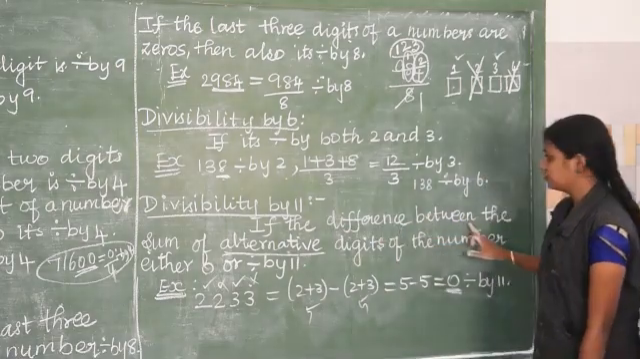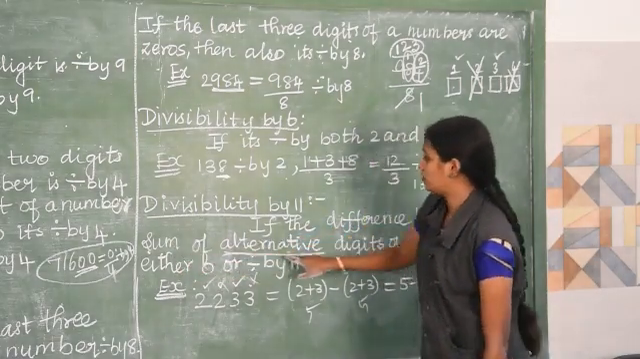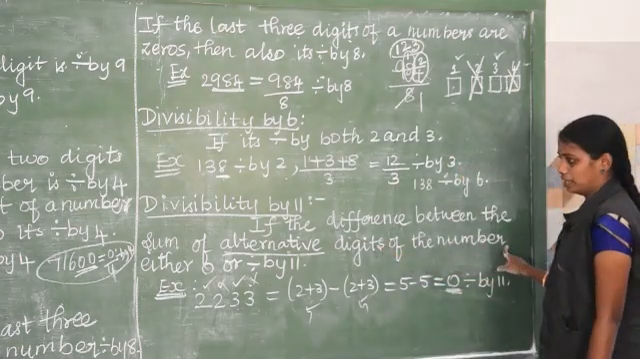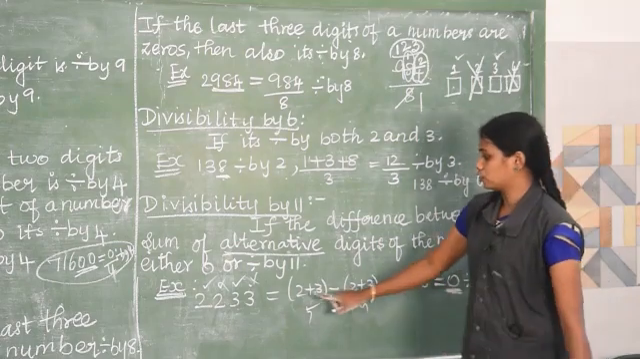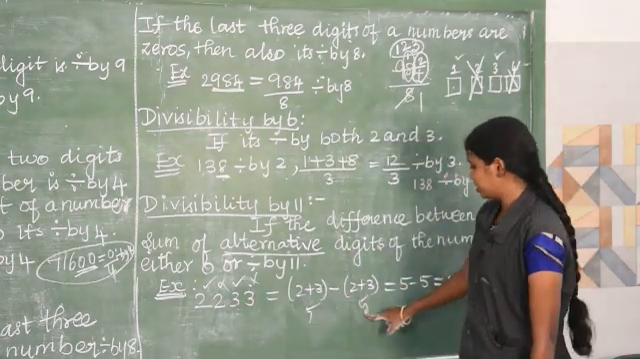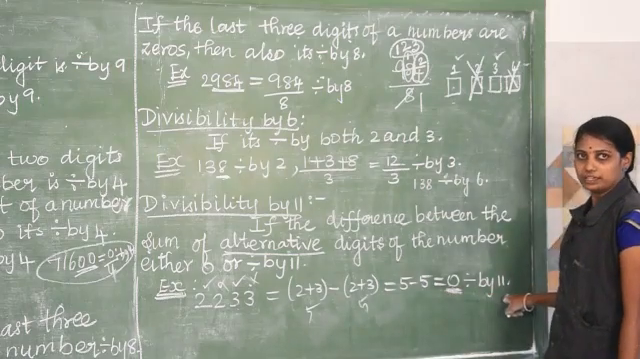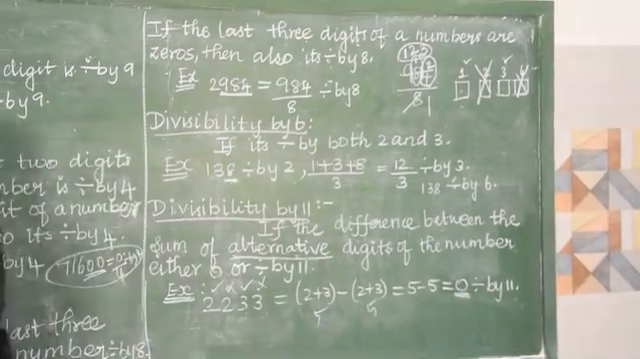If the difference between the sum, meaning adding, the sum of alternate digits of the number is either 0 or divisible by 11. Okay, 2 plus 3, 5. Here this also 2 plus 3, 5. 5 minus 5, 0. It's divisible by 11. Next we are going for the divisibility by 5 and 10.